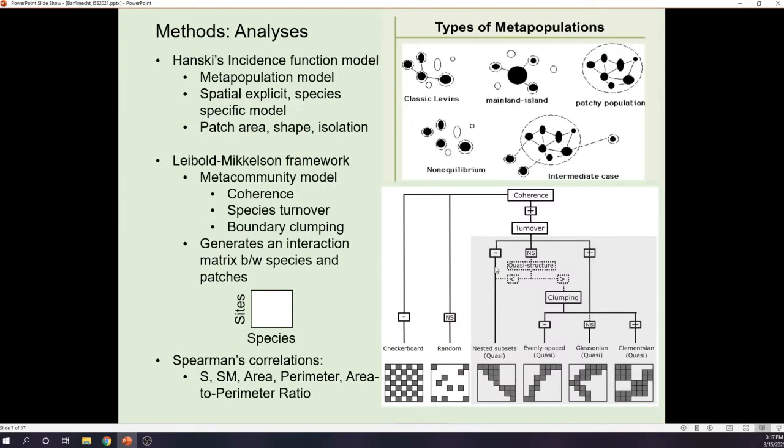And so for the actual metapopulation analysis, I chose to use Hanski's incidence function model, which is a spatially explicit, species-specific model that allows for the incorporation of things like patch area, shape, and isolation, which in this case is the distance from one another based on their centroids.